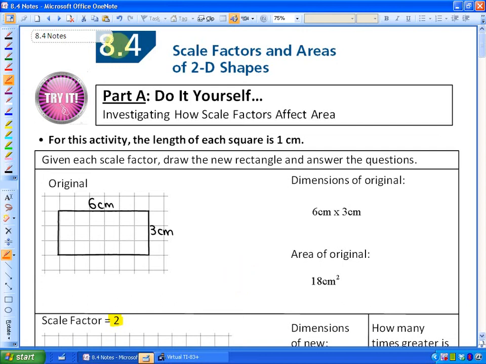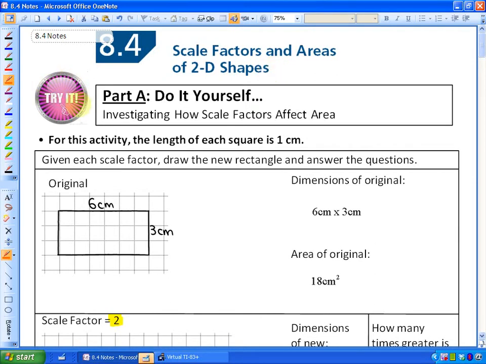In this lesson, we're going to be looking at scale factors and how they affect the areas of two-dimensional shapes. In the previous lesson, which was sections 8.3 and 8.5, we looked at how scale factors affected scale diagrams, making things bigger or smaller via a scale factor. Now we're going to see how those scale factors affect area.